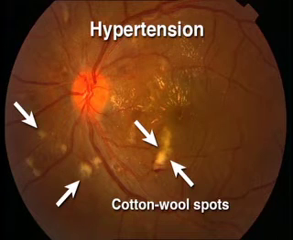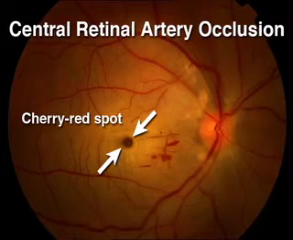Cotton wool spots result from axons that were damaged by infarction and local ischemia. Occlusion of retinal arteries is usually caused by atherosclerosis or emboli and requires an emergency workup for systemic stroke. The appearance of a cherry red spot in the fovea is a sign of central retinal artery occlusion. Central retinal vein occlusion may result in retinal hemorrhages.